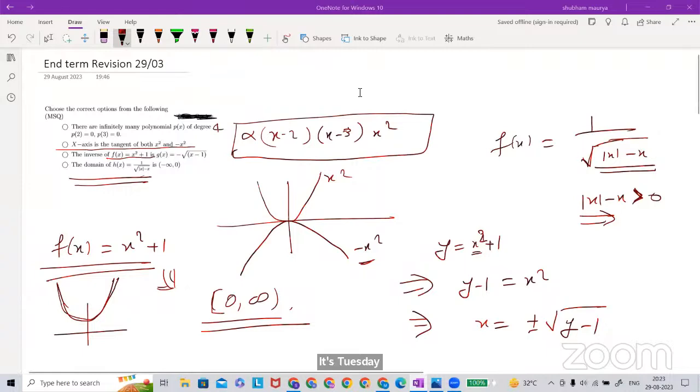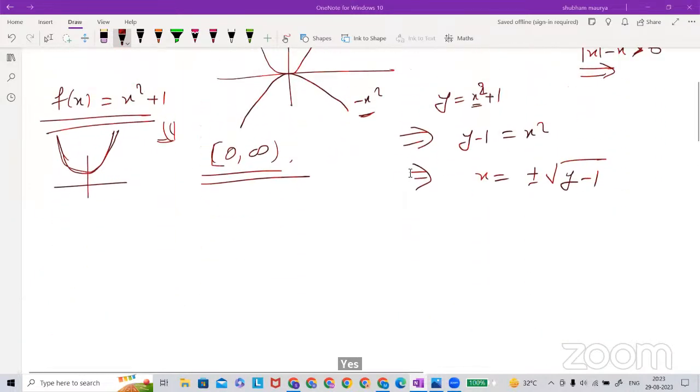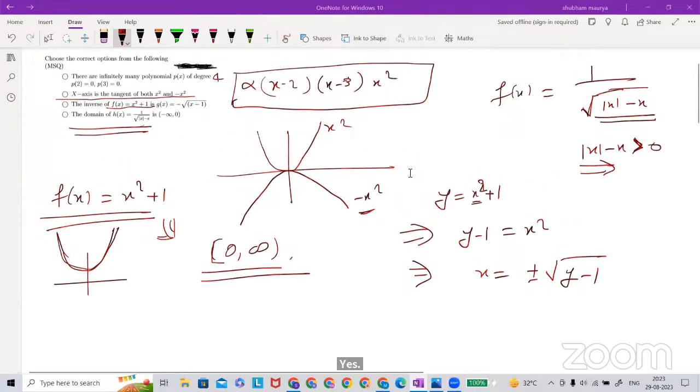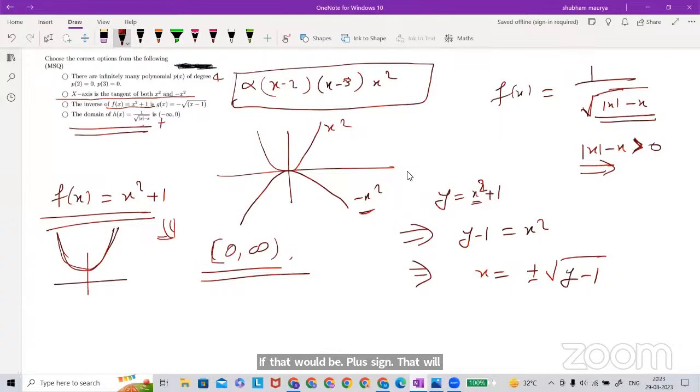Excuse me, sir. If there would have been a plus sign instead of a minus sign, then the domain would not be between minus infinity and 0. Here you are saying plus sign, this one? In this equation, sir, the last option, x mod x minus x. In place of the minus sign, that would be a plus sign. If there is a plus sign, then the domain will be changed, right?